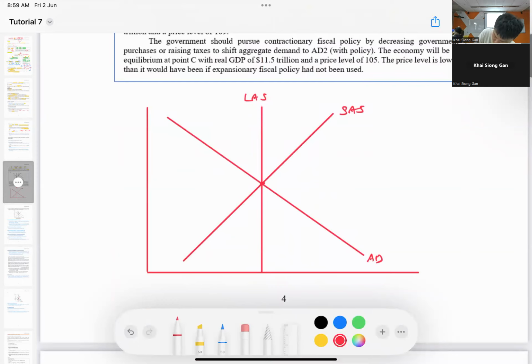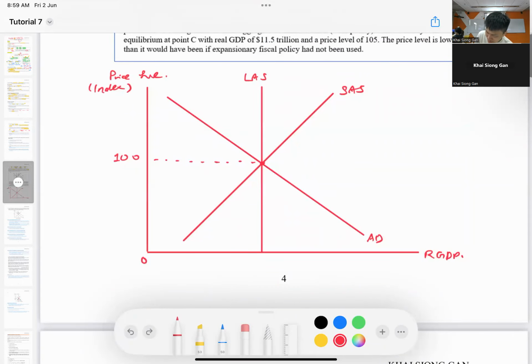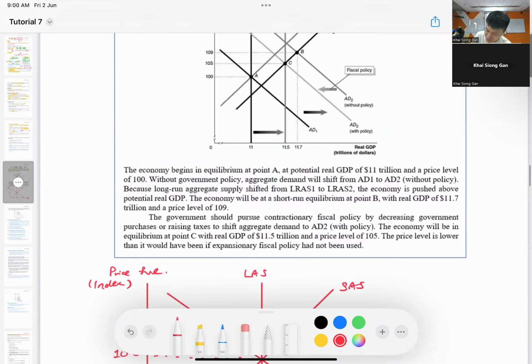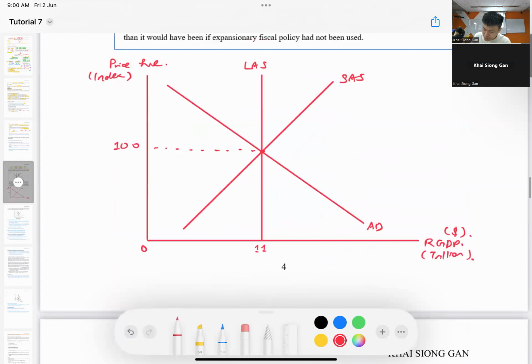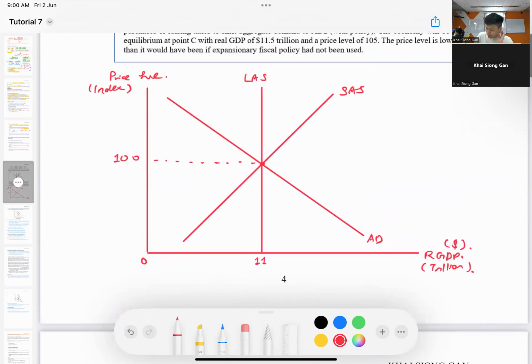This is my origin, real GDP, and this is 100. Don't put a price symbol; this is the price level, so it's an index. I don't want to put a dollar sign and get it wrong. This is not micro. It's an index. Full employment is 11 trillion, so the real GDP here is in trillions, and this is 11. This one you can put a dollar sign: 11 trillion, trillions of dollars. So that's the first thing: you put all the information in.